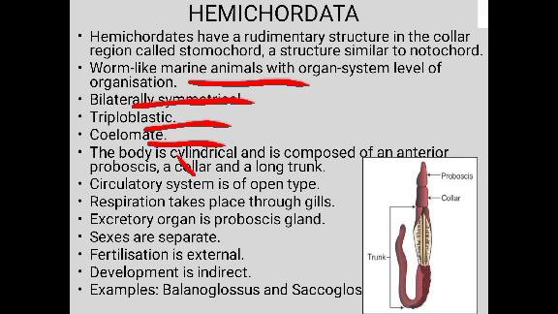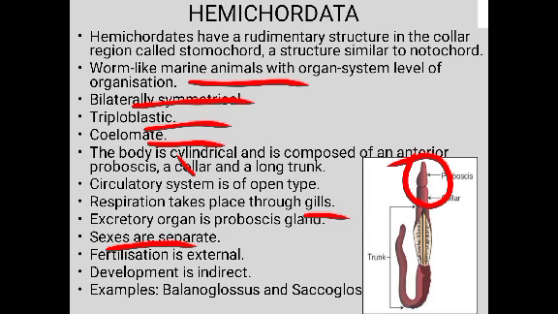The circulatory system is of the open type, and respiration occurs through gills, because it is a marine organism. The excretory organ is the proboscis gland, which is present in the proboscis region. The proboscis gland acts as the excretory organ. And sexes are separate.